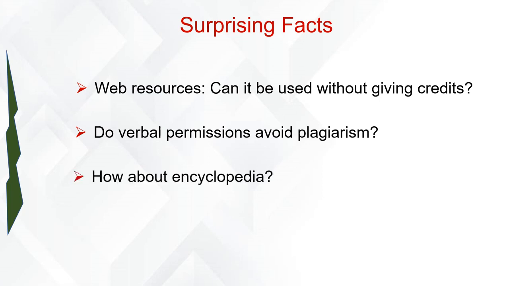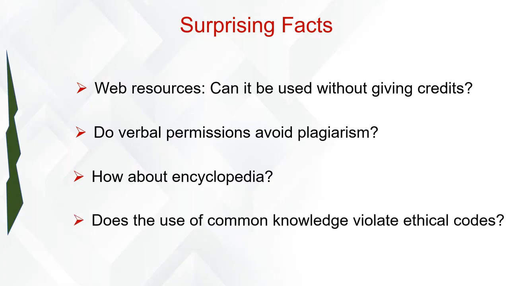How about encyclopedia? Again, some information available in encyclopedia may be copyrighted. So again, about encyclopedia, I would say please try to find out whether the information is copyrighted or not. It's always written on the source or the links whether that is copyrighted or not. Does the use of common knowledge violate ethical codes? No, it does not, so long as you have used common knowledge properly by citing the original source.